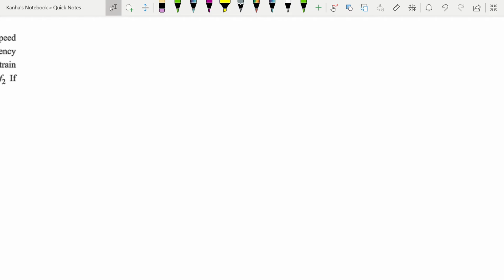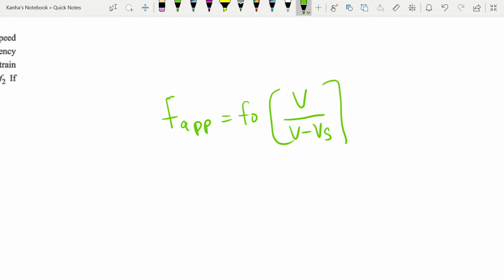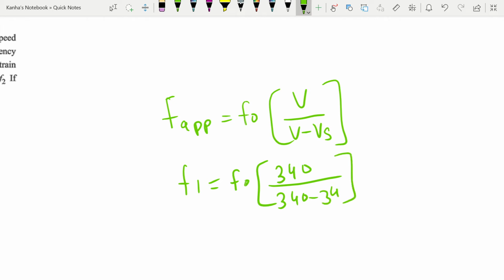According to Doppler's effect of sound, when the source is moving but the observer is at rest, I can write that the apparent frequency is the actual frequency times velocity of sound divided by velocity of sound minus velocity of source. So my f1 is equal to f0 times 340 divided by 340 minus 34. Sometimes in the paper the velocity of sound will not be given to you, so you should know this value. It is 340 meters per second, and this is your first case.